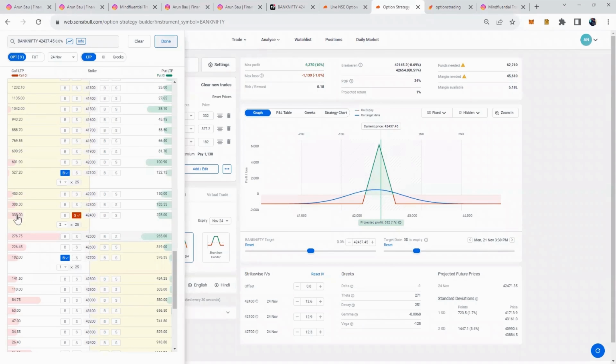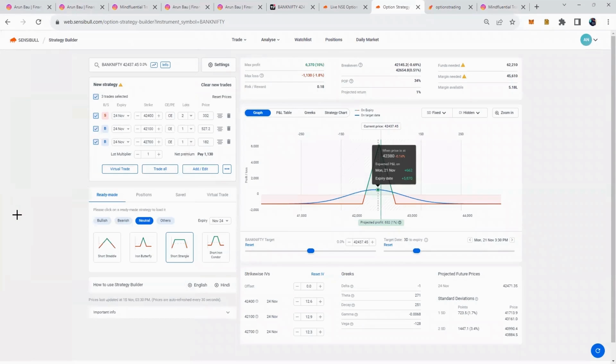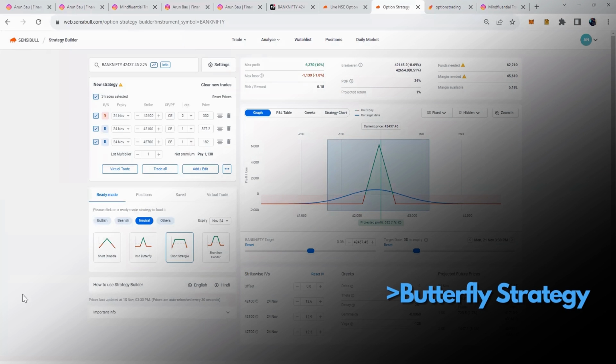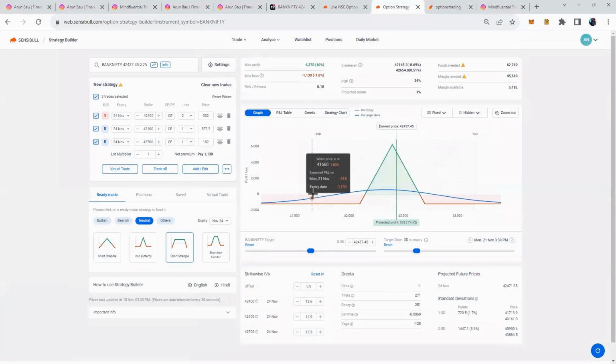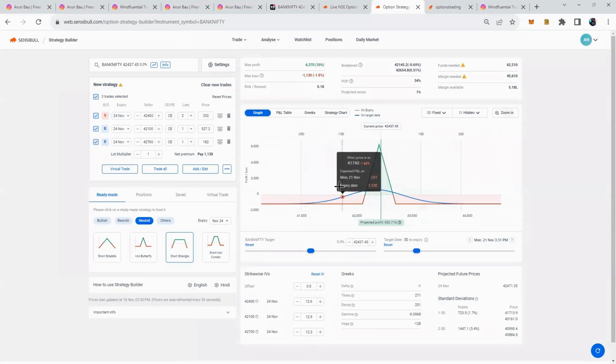Now when you do that, you will get something that looks like an iron fly, but it's not an iron fly. It is called a butterfly strategy. There is a big difference between the iron fly and the butterfly strategy. Now this is called the expiry day deployment. This is the deployment. Now what can happen?